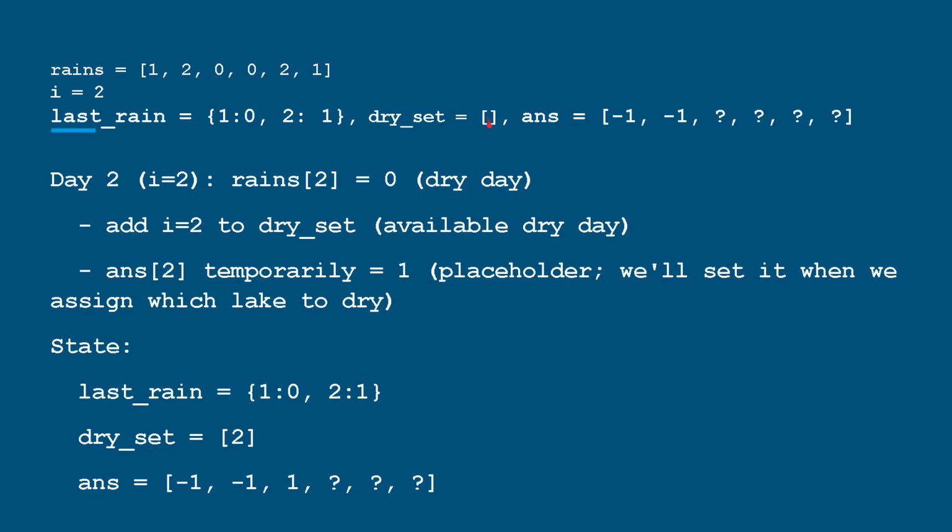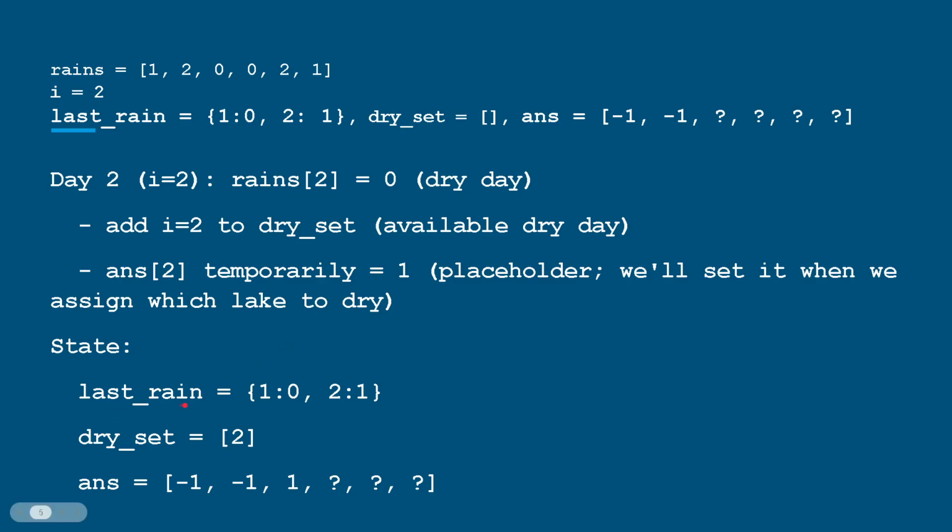So in the dry set you have to update the value here, okay, and then the answer you will update as a 2 here temporarily, because i equals 2, right? So you update the answer temporarily to 1 as a placeholder. So we will set it when we assign which lake is to dry, right?